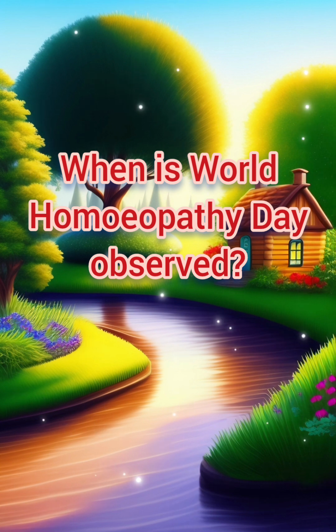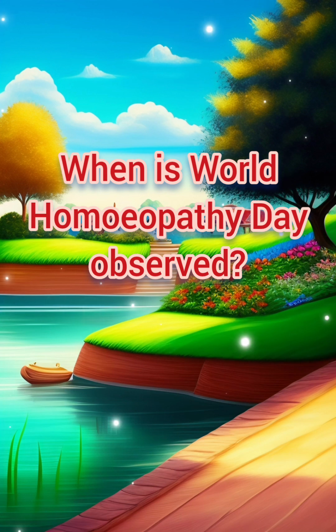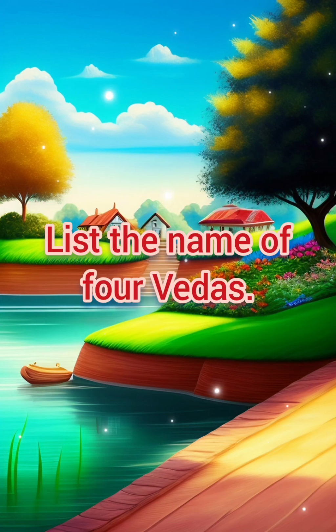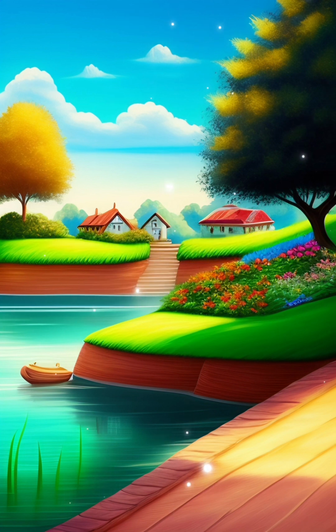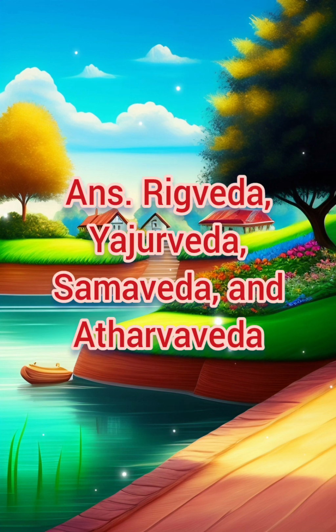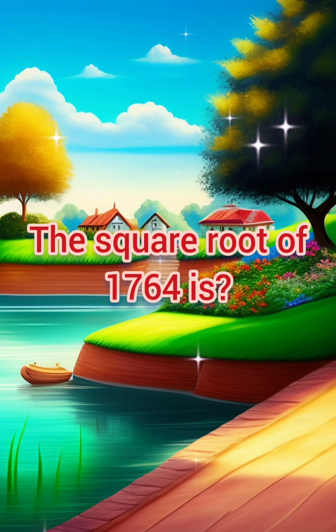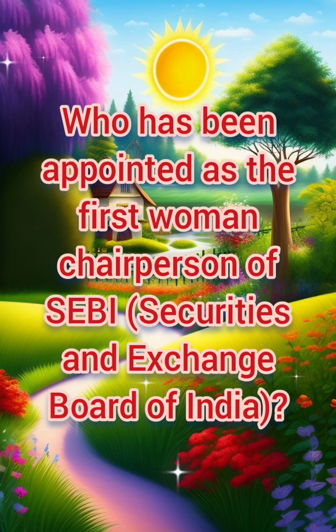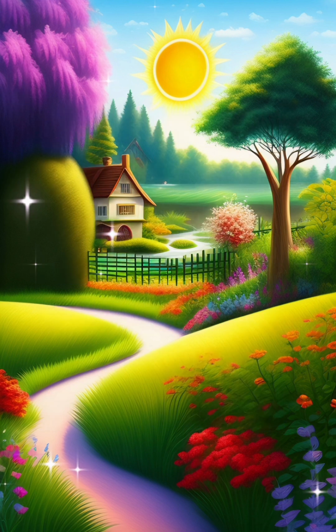First question is, when is World Homeopathy Day observed? Answer, April 10. List the name of four Vedas. Answer, Rig Veda, Yajur Veda, Sam Veda and Atharva Veda. Next question, the square root of 1764 is? Answer, 42. Next question, who has been appointed as the first woman chairperson of Securities and Exchange Board of India?